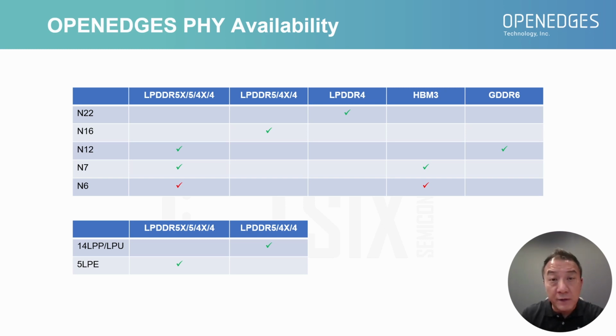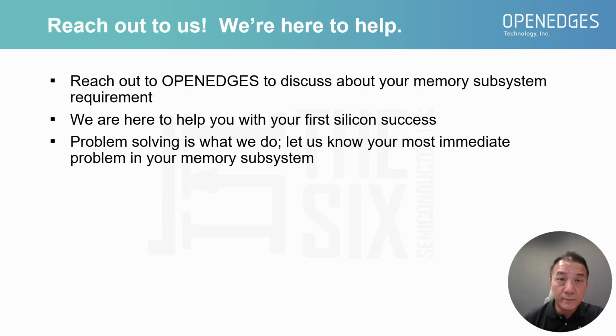In the Samsung Foundry process, our LPDDR5 combo PHYs are available in the Samsung 14 LPP and LPU, as well as 5nm LPE. For HBM3, we have taped out our test chip in TSMC N7, and it can be ported to TSMC N6 quickly upon request. Finally, we also have our GDDR6 in TSMC N12 technology node.